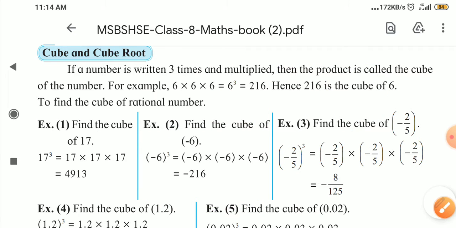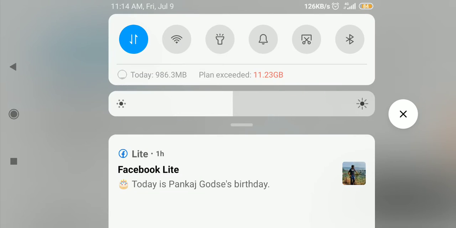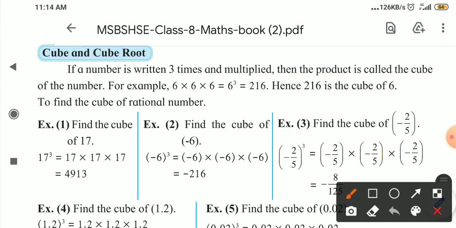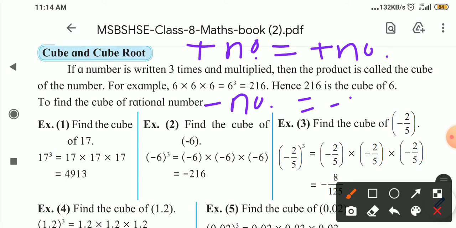And if not, then also no problem, because of the other method I told you: a positive number's cube is a positive number, and a negative number's cube is a negative number. Once you understand this, there is no problem.